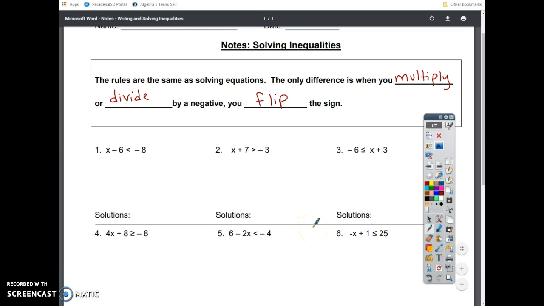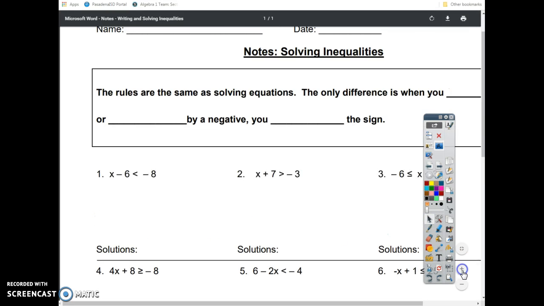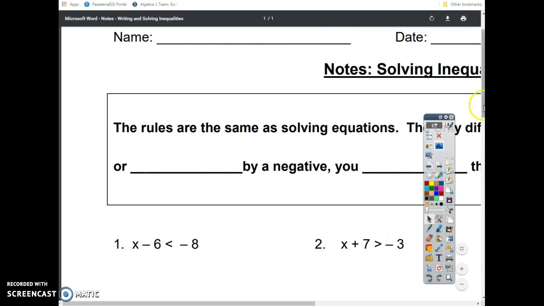And I'll show you a few examples of that, like number 5 and number 6. Those two, you're going to have to flip the sign, and I'll show you why in a little bit. Okay? But other than that, everything stays the same. So let's do a few examples together. Let's do problem number 1.